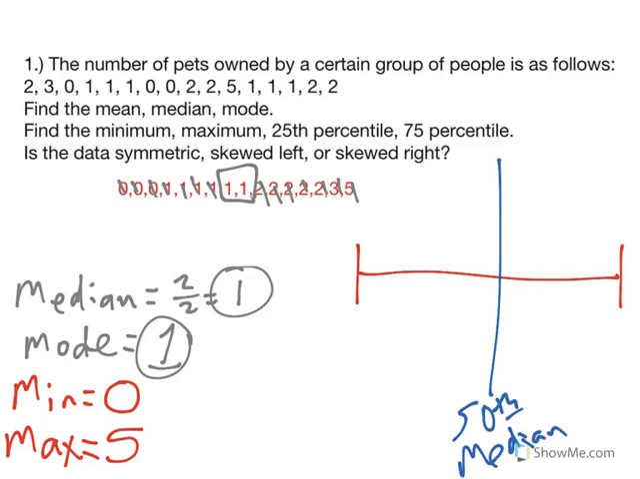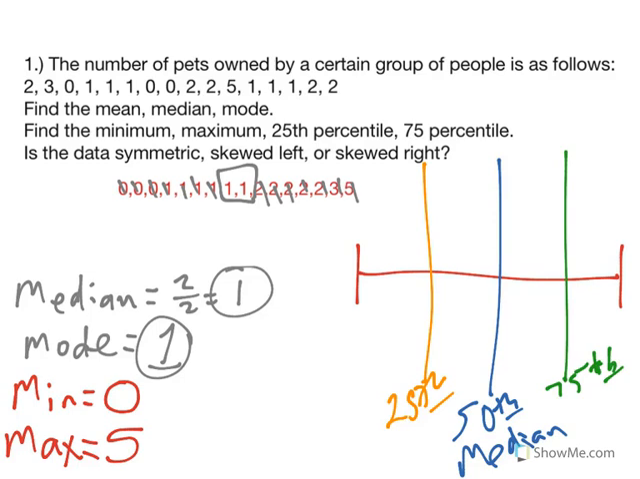Now, if I want the 25th percentile, the 25th percentile is the halfway mark of the first 50%, right? If you take 50 and divide it by 2, you get 25. Similarly, the 75th percentile is the halfway mark of the upper half. So if you go back to when we found our median, I kept those numbers up on purpose. So you will see that we cut right through here, right? The median was the average of those two numbers.